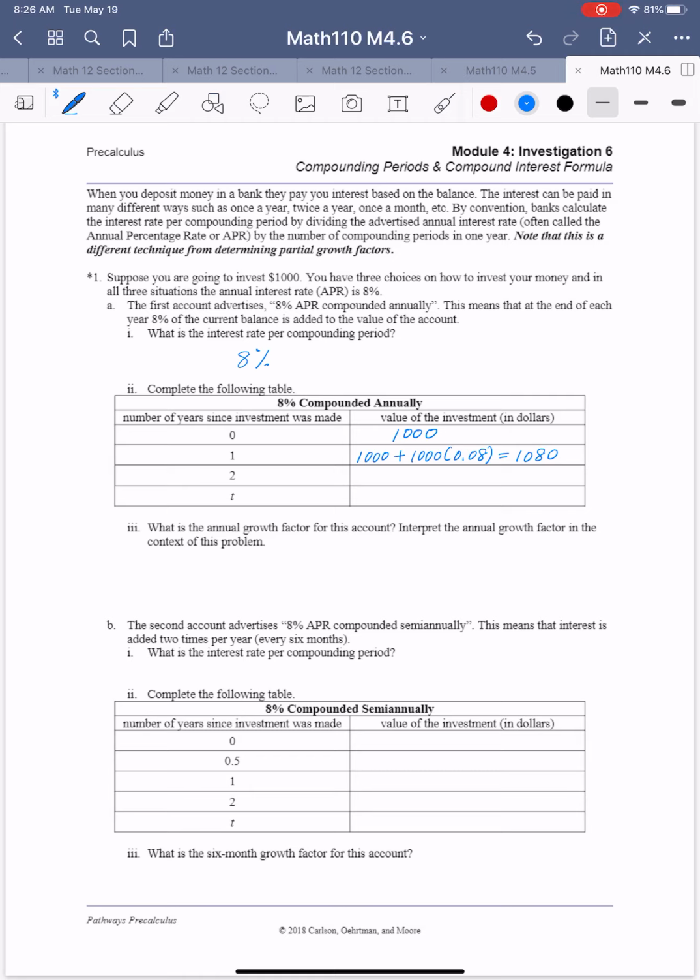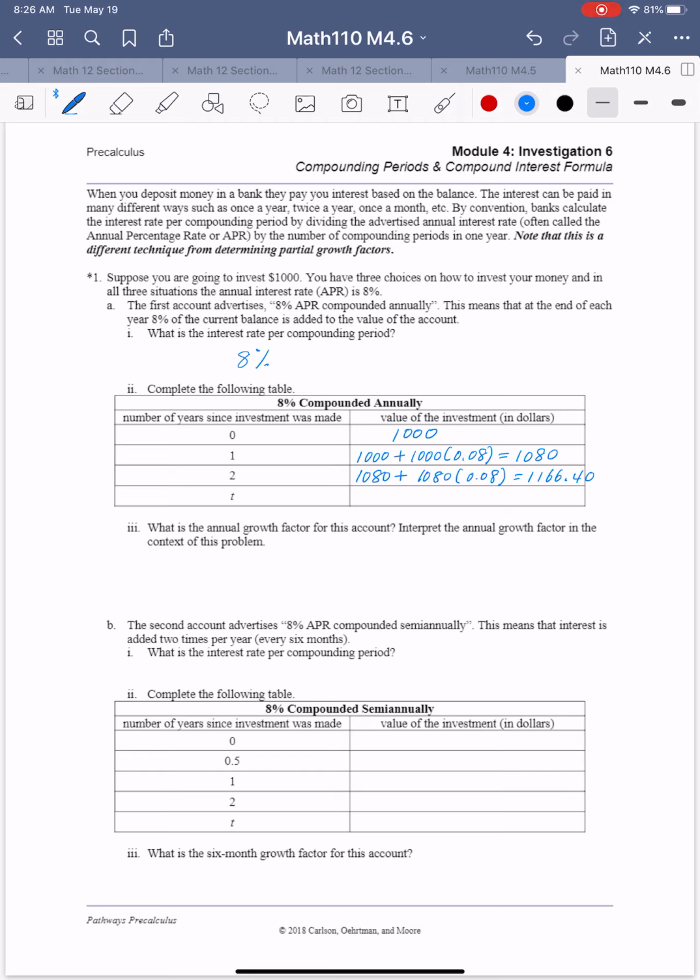Now it's the second year. So from the 1080, you're getting an interest of 8% from the 1080, and then you get $1,166.40. Now, what about t years? So we need to find the pattern here.